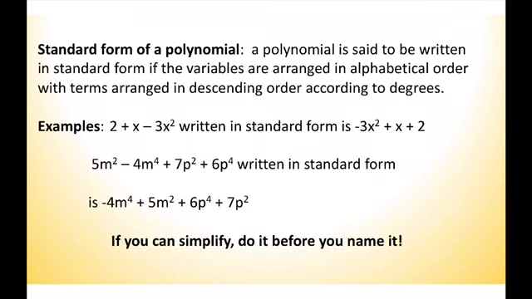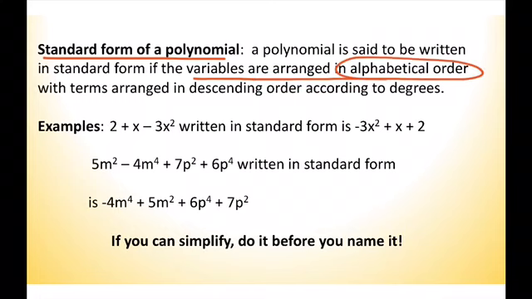Okay, when we multiply or use polynomials, in order so that we all don't get confused, there's a standard way of writing them, so we call it the standard form of a polynomial. So a polynomial is written in standard form if the variables are arranged in alphabetical order, so A through Z, and the terms are arranged in descending order according to degrees.